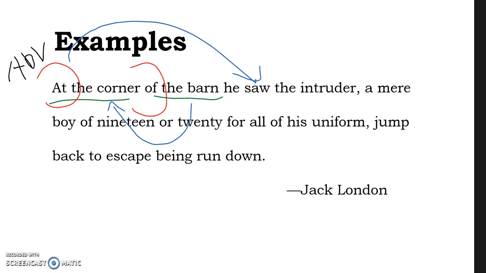Of the barn. Of is the preposition. Barn is the object of the preposition, and the whole phrase is modifying the noun corner. This is an adjective phrase because it's modifying a noun and it's answering one of the adjective questions. It's answering the what kind question. What kind of corner? The corner of the barn.